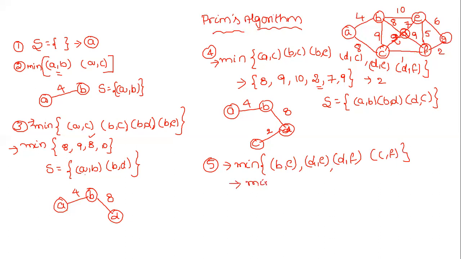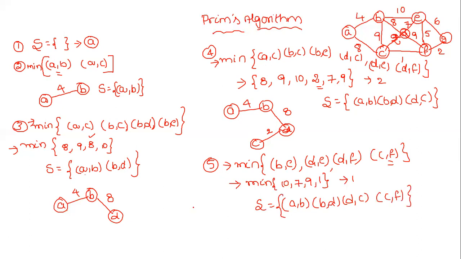So minimum of B to E is 10, D to E is 7, D to F 9, C to F 1. So among all these edges, 1 is minimum. That's why C to F is going to be considered, and the spanning tree becomes A to B, B to D, D to C, and C to F. This is the spanning tree: A to B, B to D, D to C, and C to F.